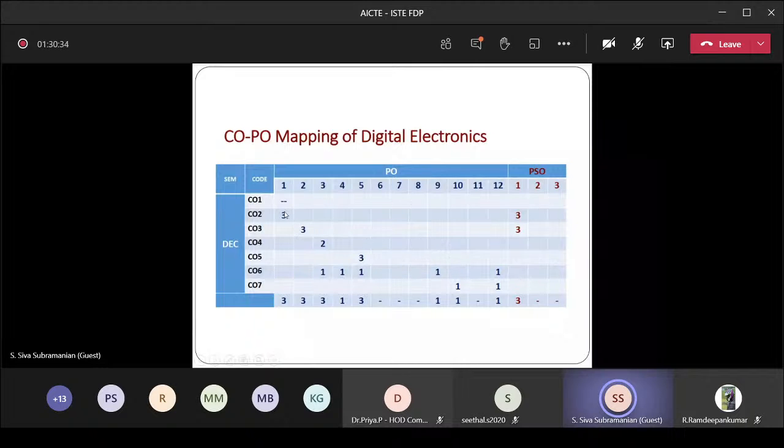What are these 3-to-1 stances? 3 is the maximum linkage between this CO and the PO. If it is 2, it is moderate. If it is 1, it is the lowest linkage, weightage. Okay.